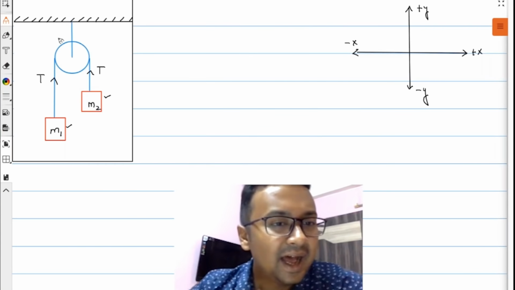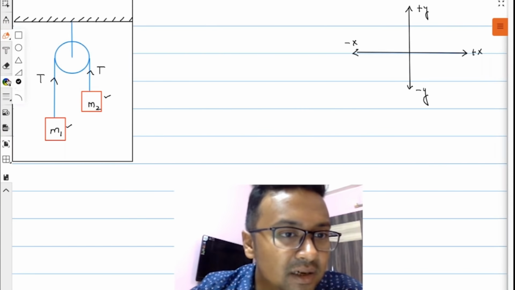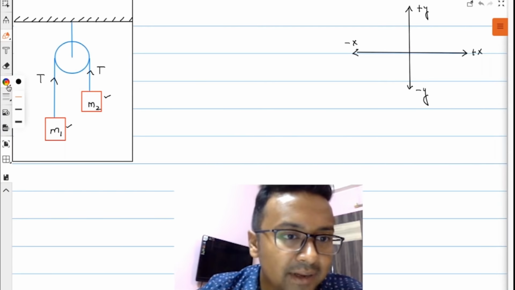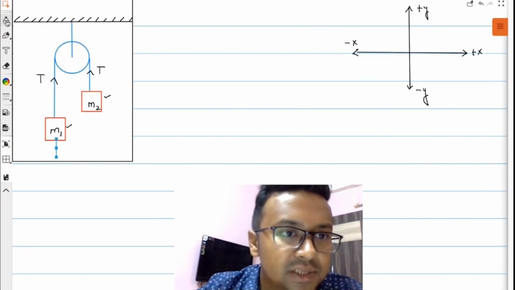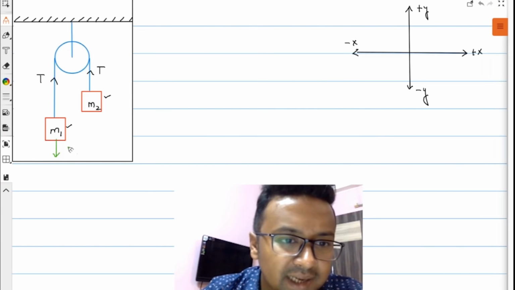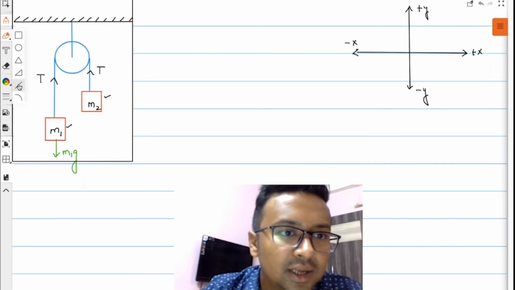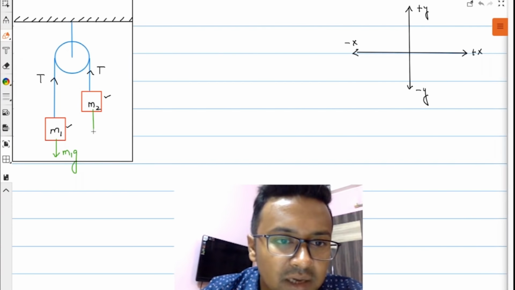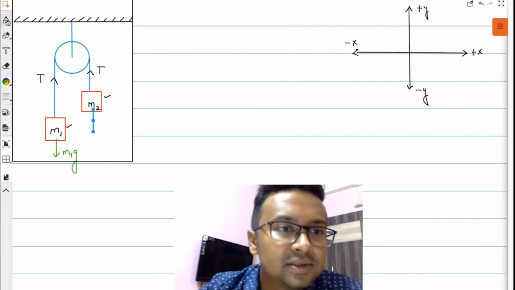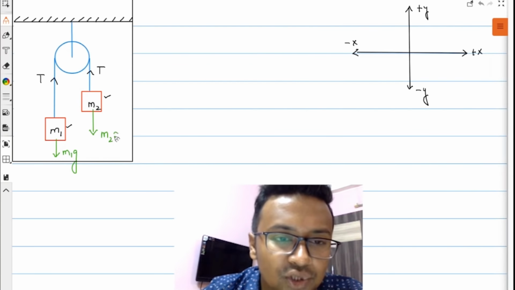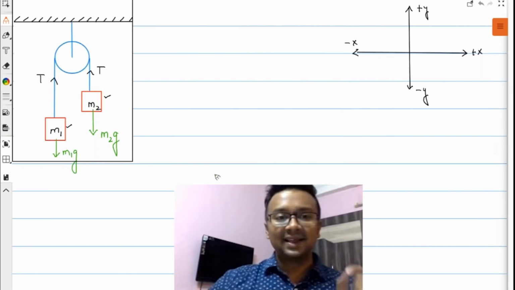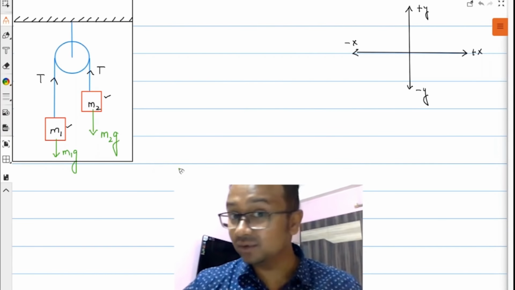Students, what do we see here? What are the forces going to be acting here? Downwards, yes, which force is acting? M1 g. Very good. And here too, there is going to be another force acting, that is going to be your M2 g. Very good. Then, what do we write? We write down the force equation.